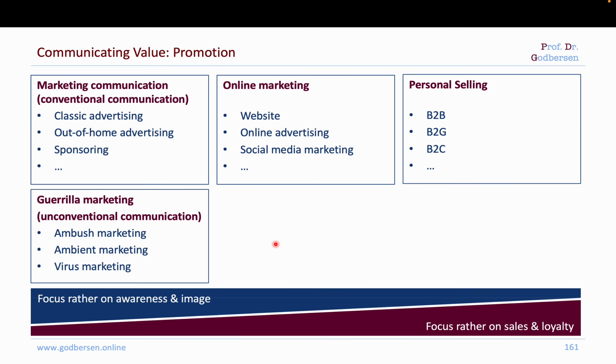The field of promotion or communicating value is rather wide. So what I would like to look at with you is conventional marketing communication, like classic advertising, a spot on the radio or commercial on the telly, an ad in a magazine or newspaper, and so forth. Unconventional communication, which is guerrilla marketing, online marketing, and personal selling.